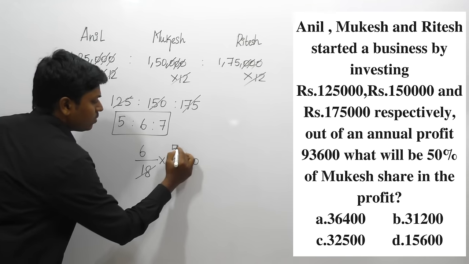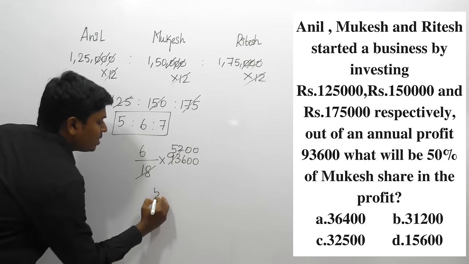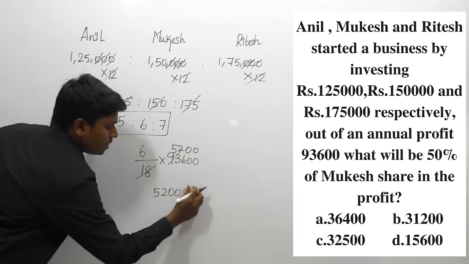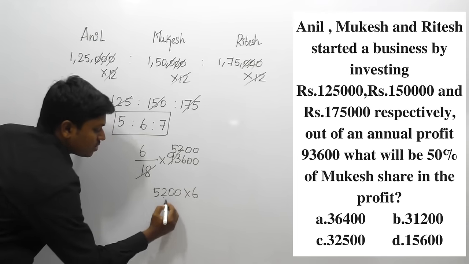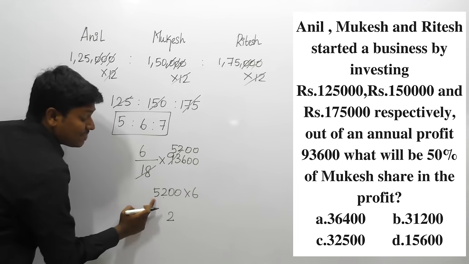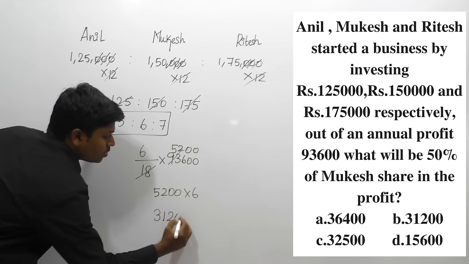So this will be 52. So 5200 friends. So 5200 into 6. So this can be written as 6 2s are 12, remainder will be 1, 6 5s are 30 plus 1 is 31, so 31200.